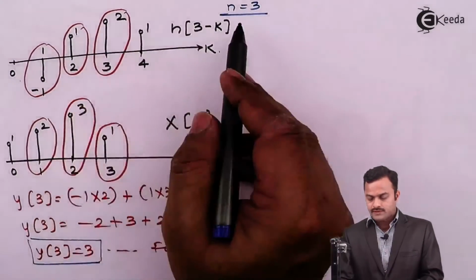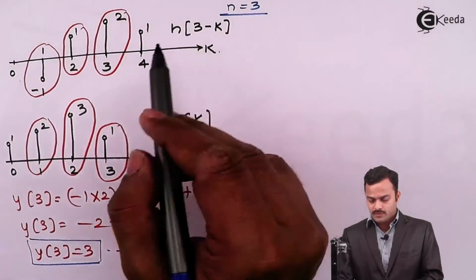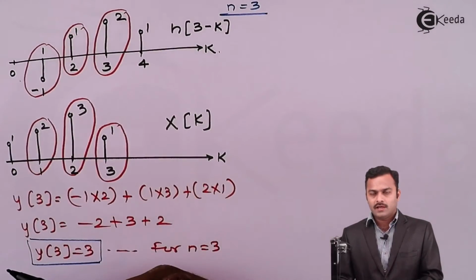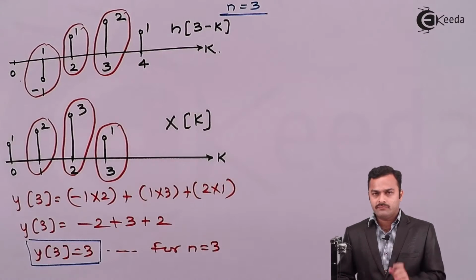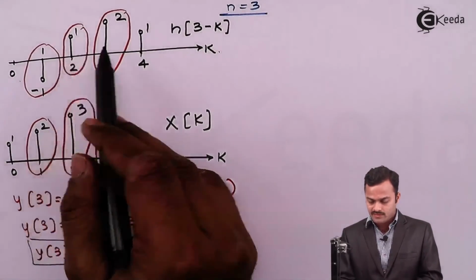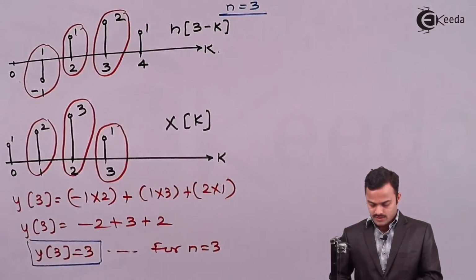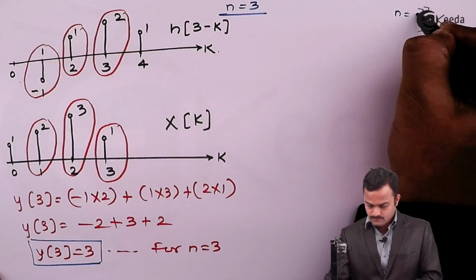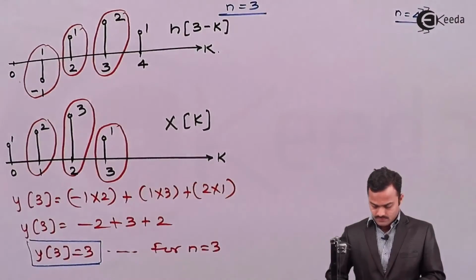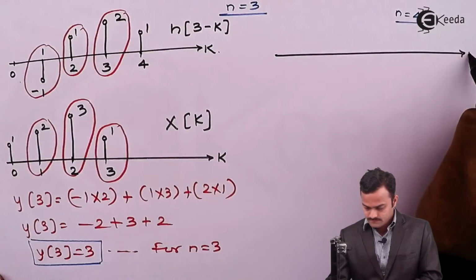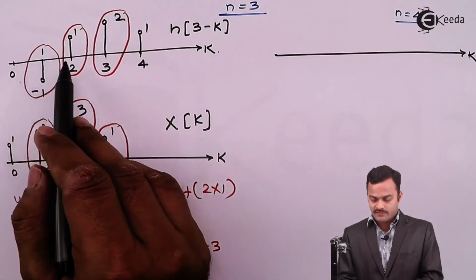Now we'll further advance it by 1 unit, because we need to check the instant where the sample points are common. If you are not getting any sample points common, then we will have to stop. Right now I can get sample points common, hence I will shift it by 1 more unit, that is n equal to 4. So we'll get a signal like this, which will have the span from 2 to 5.